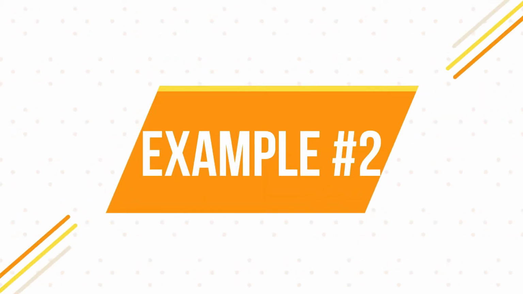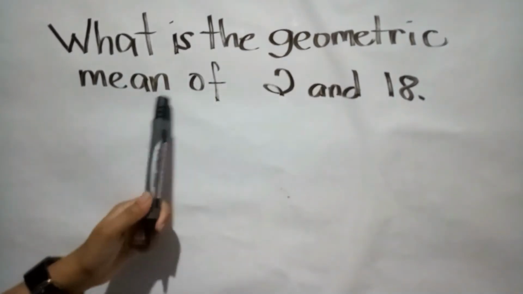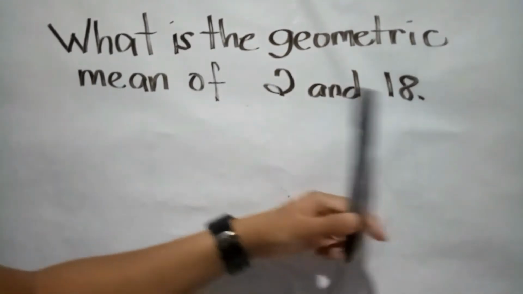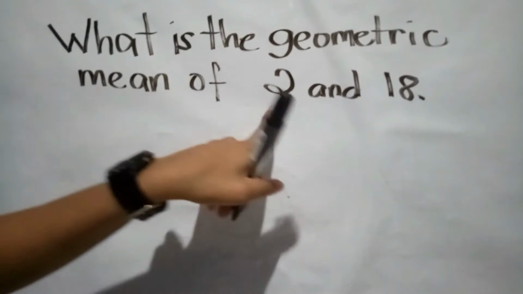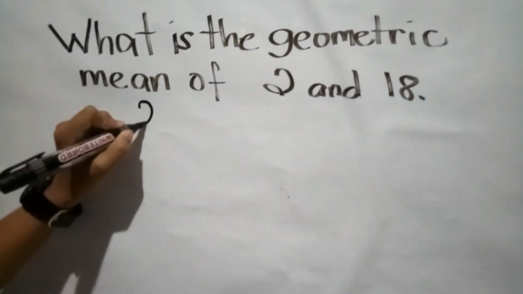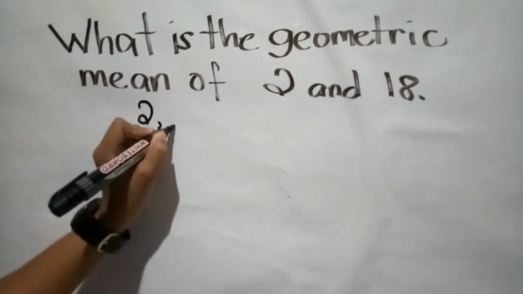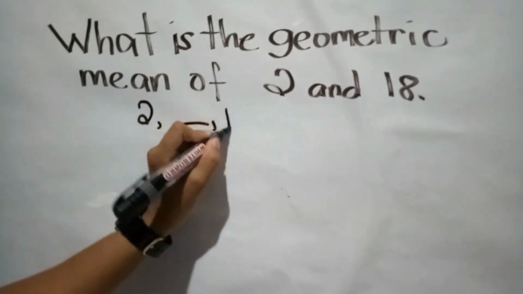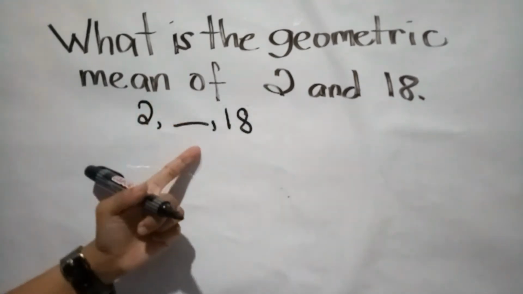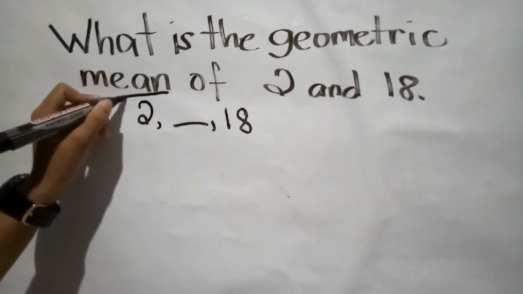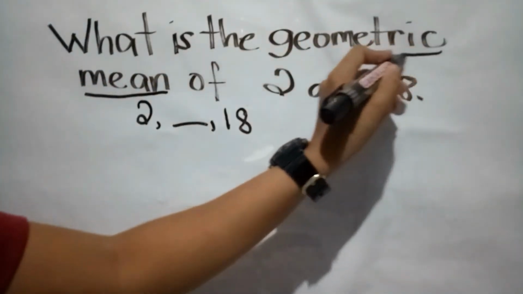Example number 2. What is the geometric mean of 2 and 18? So in this example, we will write the given: 2, then the geometric mean, and 18. Why is it only one? Because we are looking for only one geometric mean.